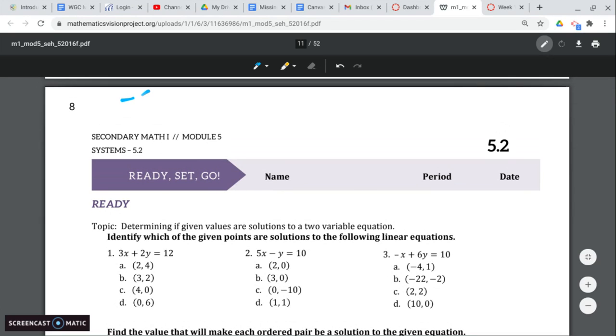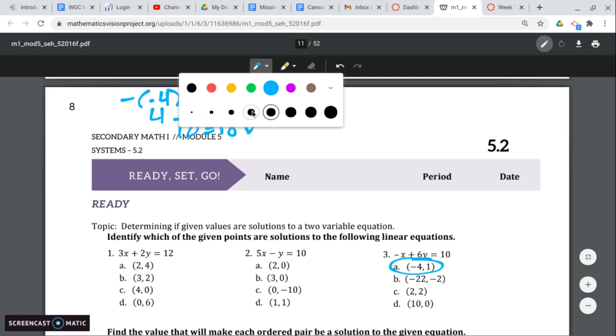So we have negative, negative 4 plus 6 times 1 equals 10. Negative times negative 4 is going to give us a positive 4. Plus 6 times 1 is just 6, equals 10. 4 plus 6 is 10. So 10 equals 10. This is true. So A is a solution.